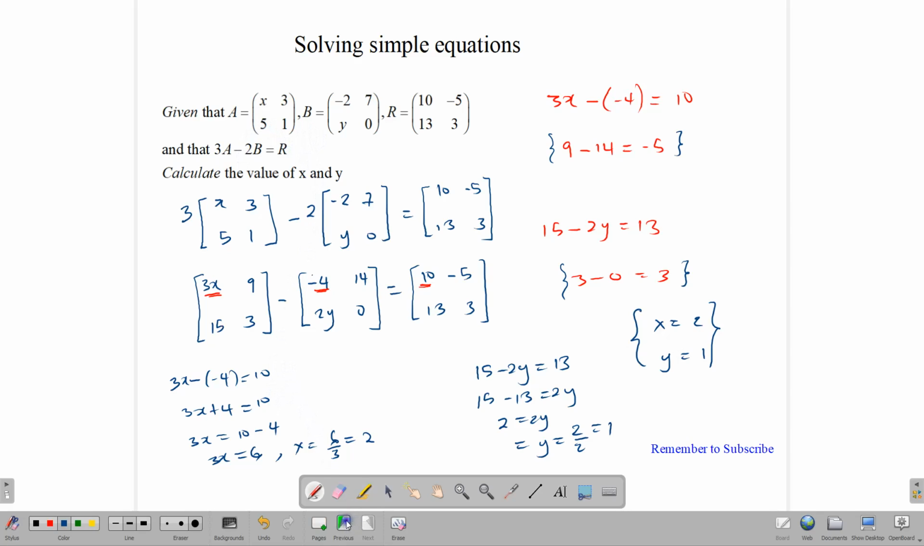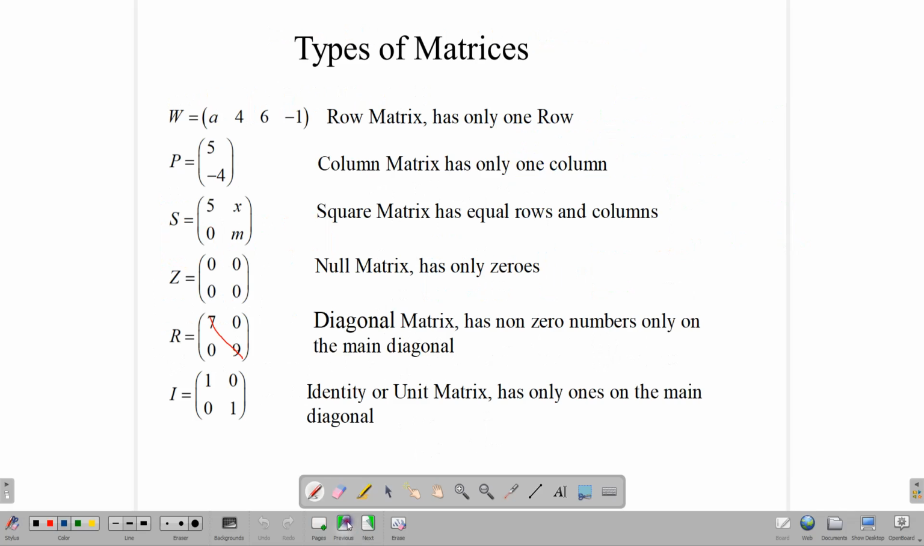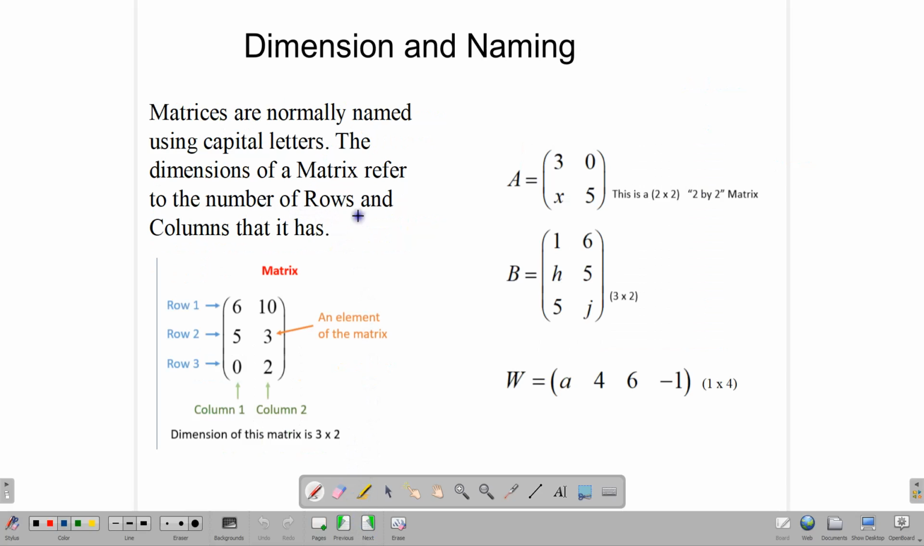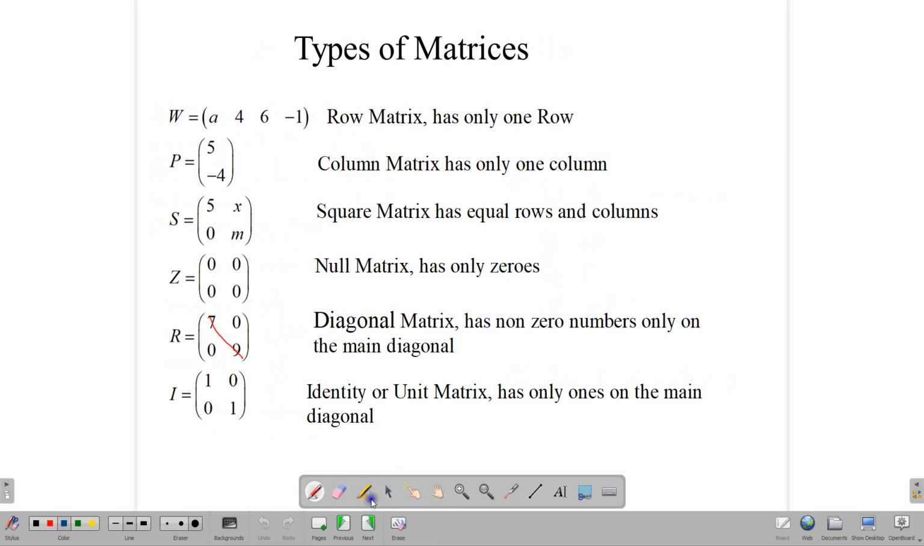So what have we done today? We have looked at what matrices are. They are sets of numbers arranged in rows and columns to form rectangular arrays. We understand that matrices have dimensions, they have rows, they have columns, and they are named by the rows and columns. There are particular types of matrices that we're going to come across: row, column, square, null, diagonal, identity.